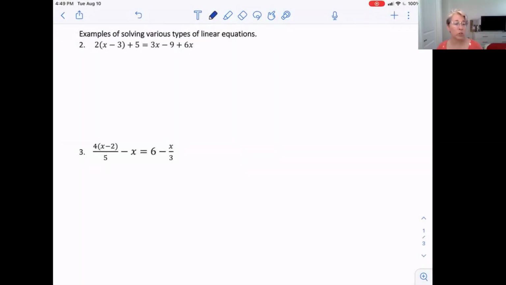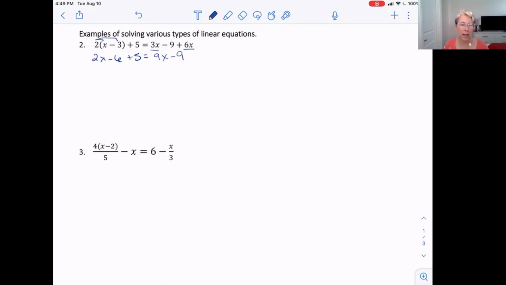So as a reminder, let's do some examples of solving various types of linear equations. In number 2, it's a little complicated. You got a lot of stuff going on the left, a lot of stuff going on the right. Let's recall how to simplify these. Let's distribute the 2 on the left and get 2x minus 6 plus 5 equals, now we also have a 3x and a 6x that can be combined on the right-hand side. That gives us a 9x minus 9.